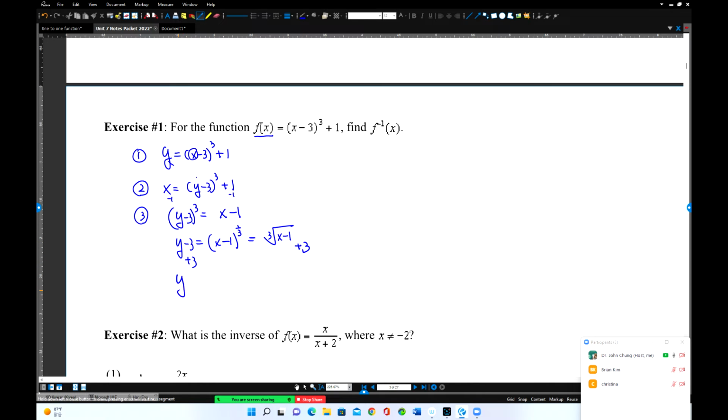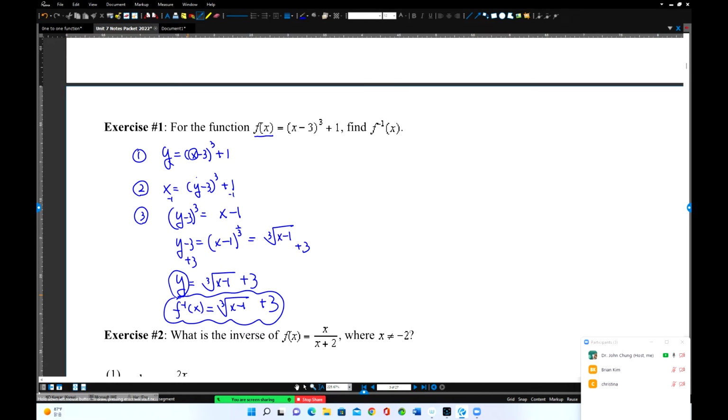So finally, you got this one. y equals the third root of x minus 1, plus 3. Okay, I got this one. Radical number. And that's the inverse. Now, to indicate the inverse, we replace y with the inverse symbol. Okay, this is the inverse of the original. So the third root of x minus 1, plus 3. That's the inverse function. Okay.